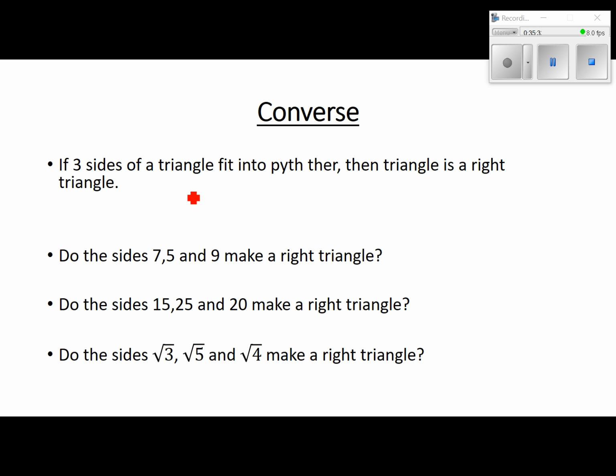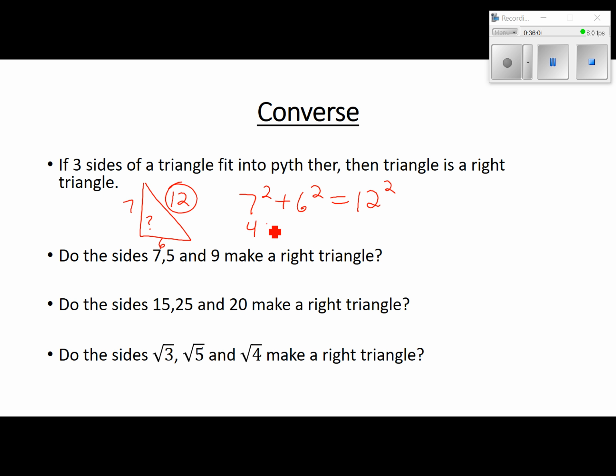Next thing, if three sides of a triangle fit into Pythagorean's theorem, then the triangle is a right triangle. So if I have some triangle, and I don't know that it's got a right angle in it, and I want to see if this is a right angle or not, and maybe this side's 7, this side's 6, and this side is 12, then all I do is put it into Pythagorean's theorem. Remember, the longest side has to be the hypotenuse. So I do 7 squared plus 6 squared equals 12 squared, and see if it comes out right or not.